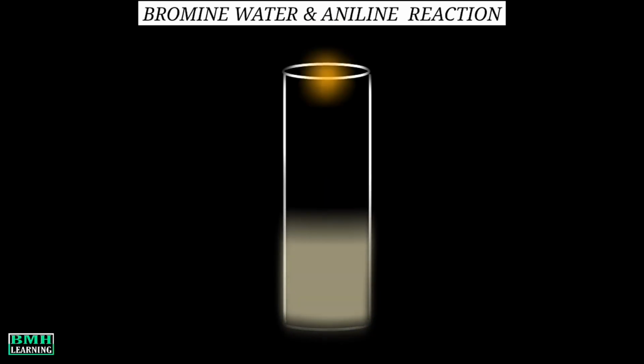Now, drop by drop, add bromine water. Be careful while handling this chemical because it can burn your skin. As soon as bromine water is added into the test tube containing aqueous suspension of aniline, you can see an immediate light pinkish colored precipitate formation.